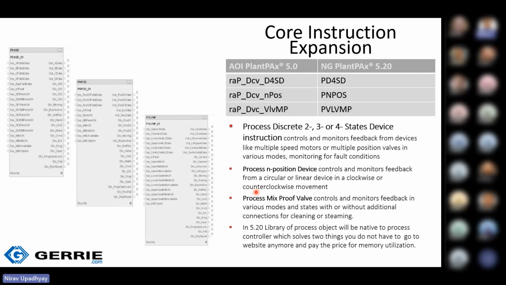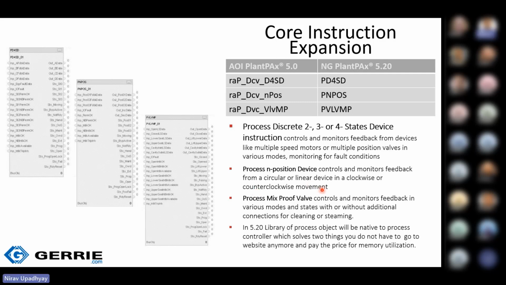In the latest version of PlantPAx 5.20, the library of process objects will be native to the process controller, which solves two things. You no longer have to go to the PCDC website, and you no longer pay the price in memory utilization. In a normal controller, when you use the process objects, they use the controller memory. However, with the process object library embedded inside the controller, the available memory is for your programming and application.